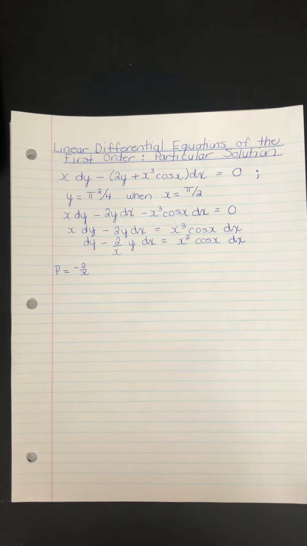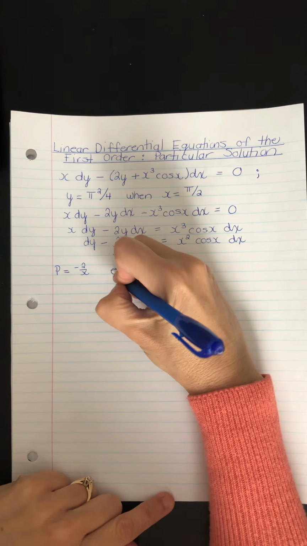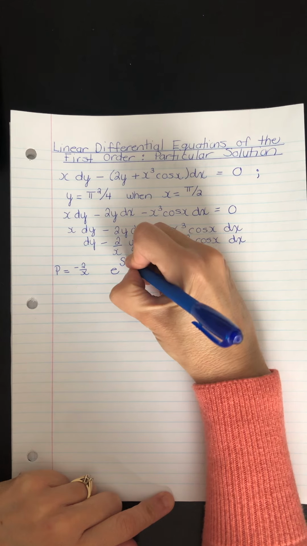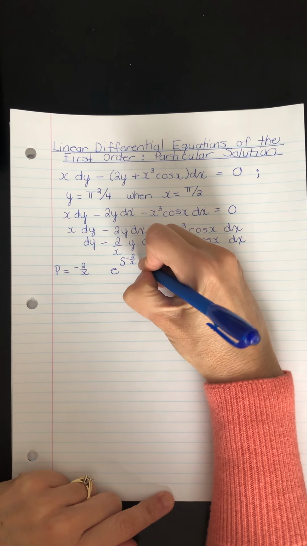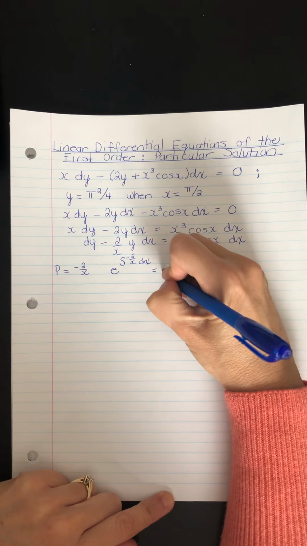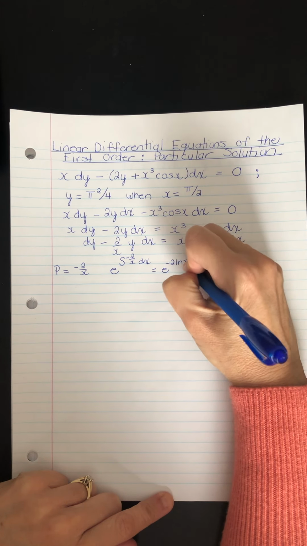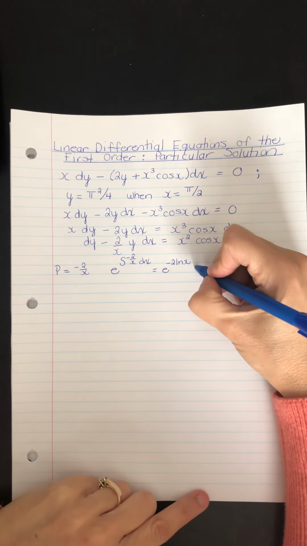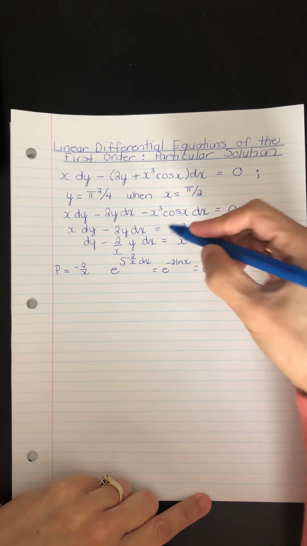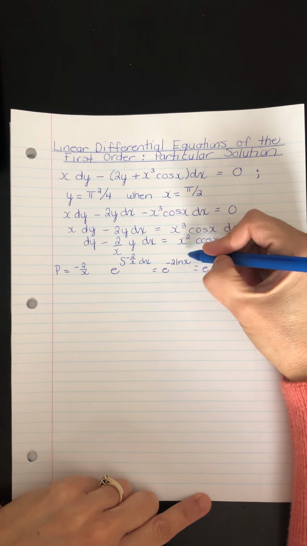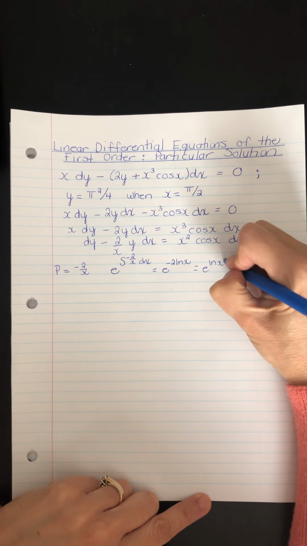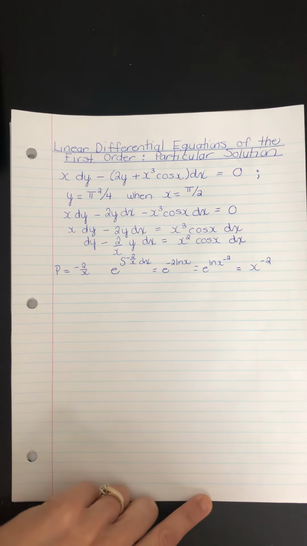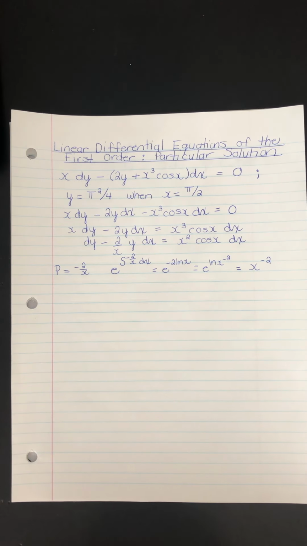Let's go ahead and find our integrating factor. As you know, the integrating factor is e to the integral of p dx, so it's e to the integral of -2 over x dx, which means it's e to the -2 ln x. Sorry, -2, which is the coefficient, becomes the exponent on x. And then this becomes x to the -2. So our integrating factor is x to the -2.